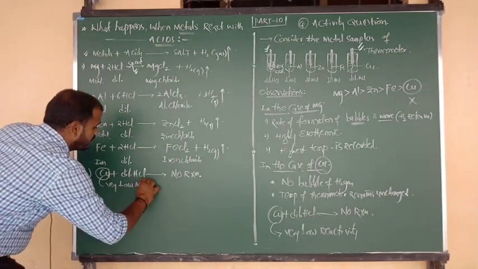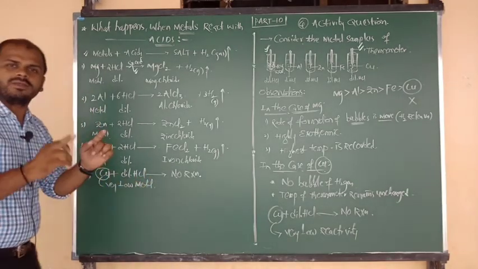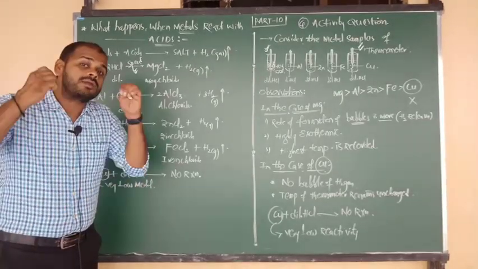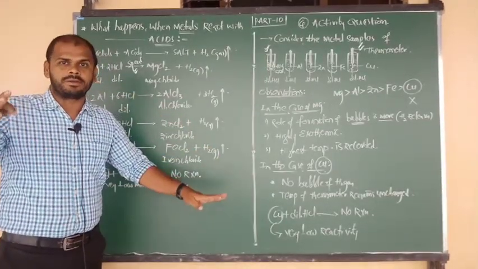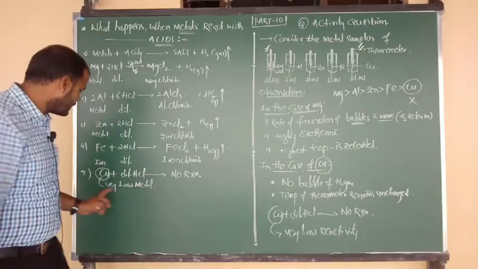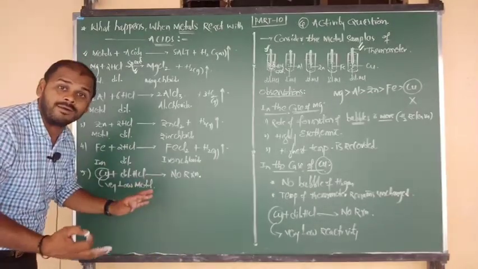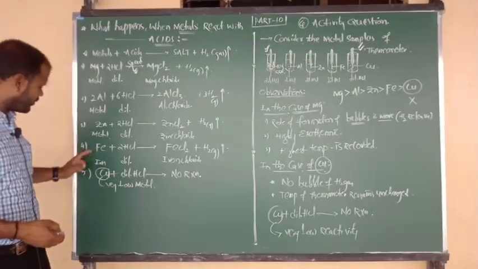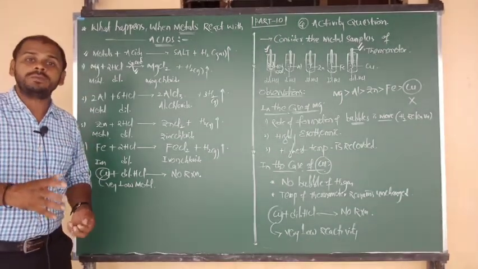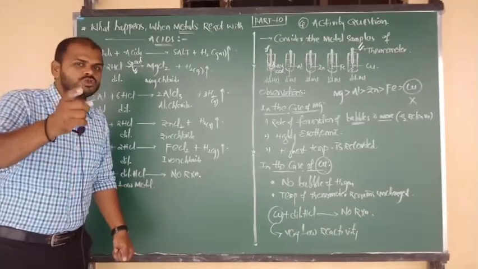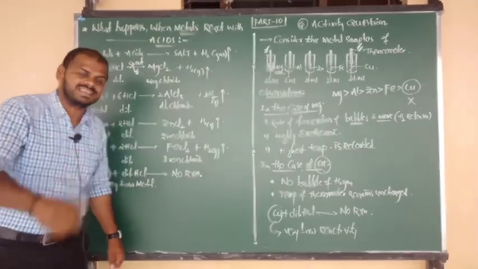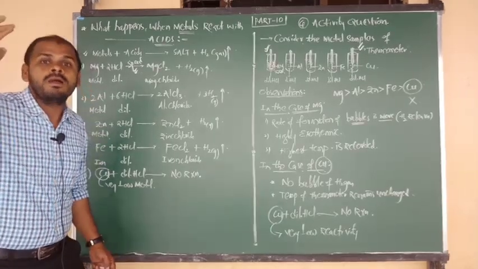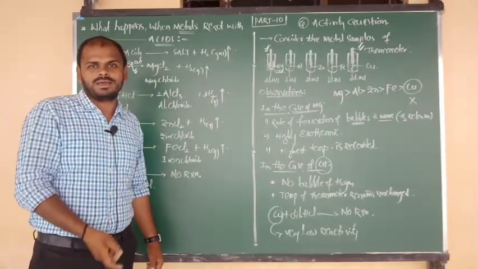Not only copper, after copper the next one is silver, next is gold, next is platinum. All of them are very low reactive and noble metals. They won't react with dilute HCl and cannot evolve H2 gas. So they can also ask: among the following 1, 2, 3, 4, 5, which metal cannot evolve H2 gas on reaction with dilute acids? The answer is copper, silver, platinum and gold. Like that you have to consider.